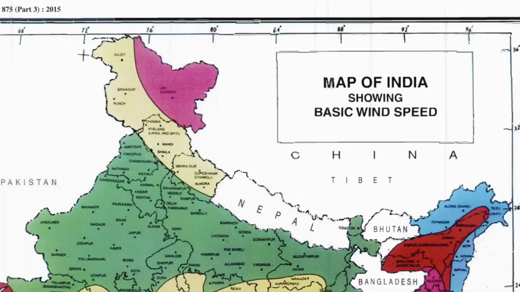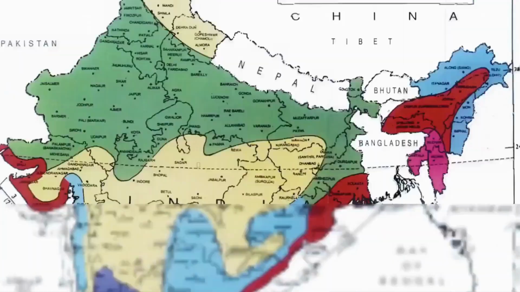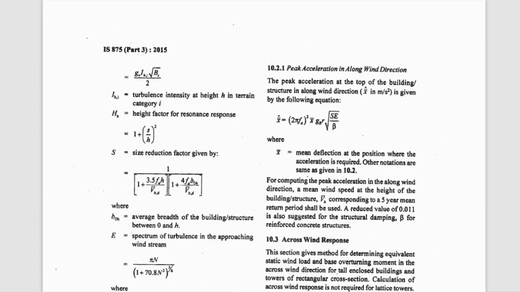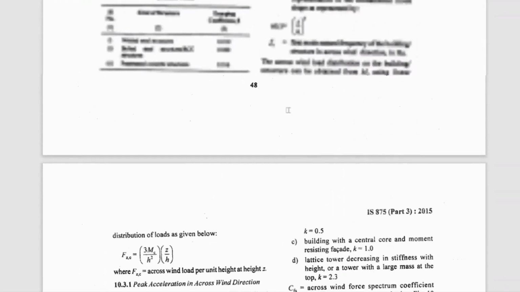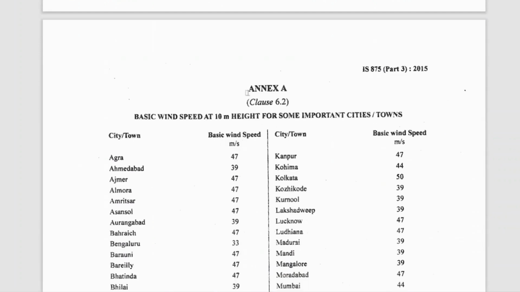The first parameter was your basic wind speed. Basic wind speed is calculated using this map. If you're looking for Delhi, Delhi is in the green zone. For the green zone, the basic wind speed is 47 meters per second. You can even find your basic wind speed using Annexure A on page number 51. So this is your Annexure A.